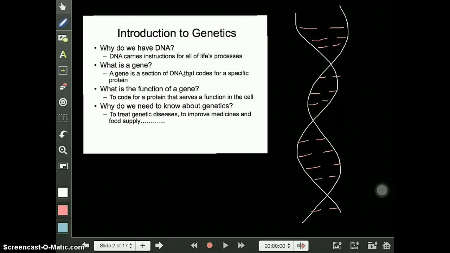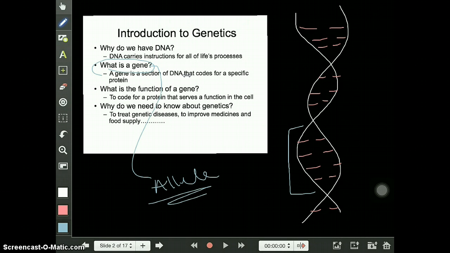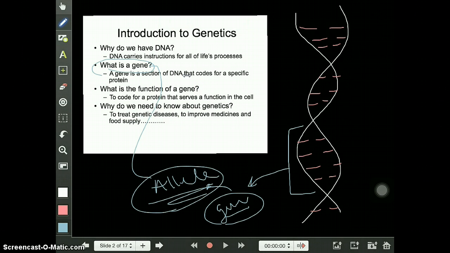Now, the second bullet point is asking you, what is a gene? We just got done talking about genes and Mendelian genetics, all about these alleles, because they're coding for particular traits. A gene is a section of DNA that codes for a protein, and that code is a trait, and the form of a trait is that allele. So those two things are what really tie together from our last chapter.